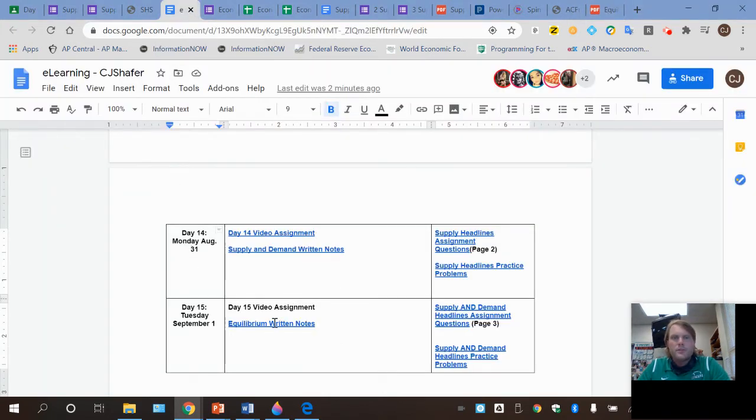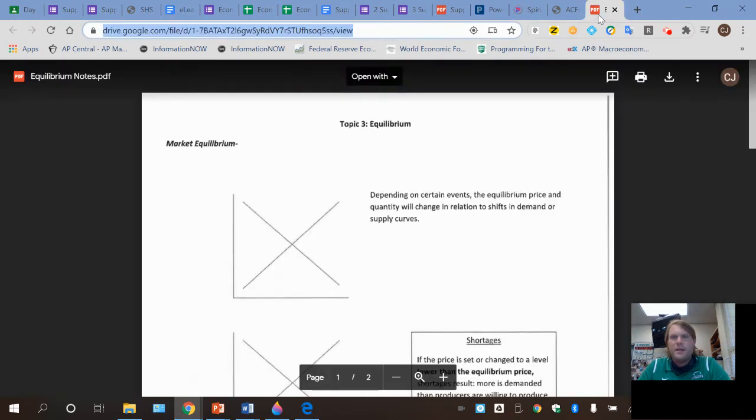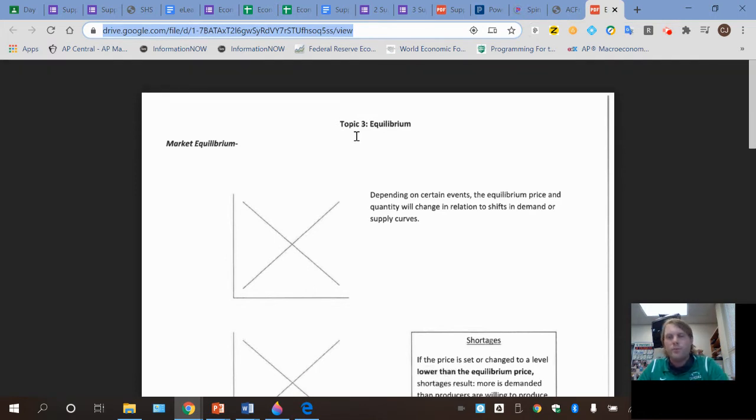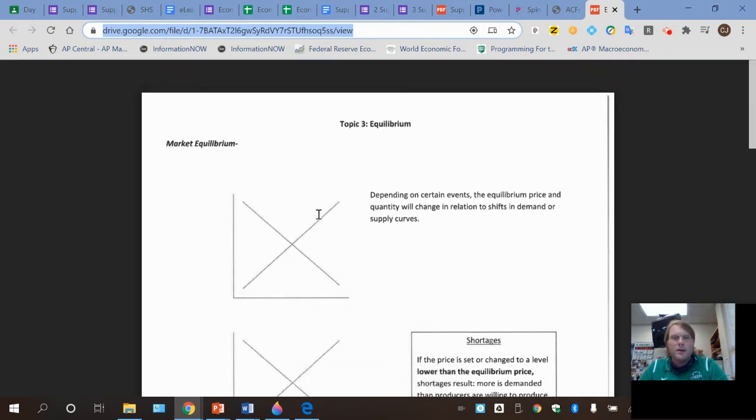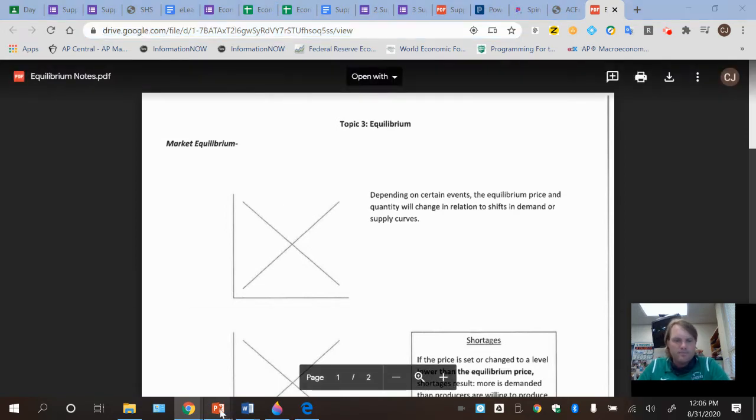You'll see when you click on today's notes that it's actually a PDF file, so you can mark it up on your computer if you want. Hopefully, you can print it off if you need to. The Google document with the images of these graphs didn't necessarily pop up very well. Okay, so anyway, we're going to get started.